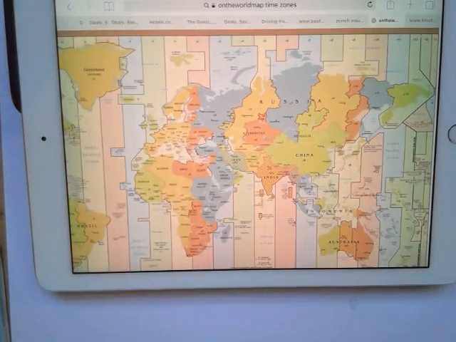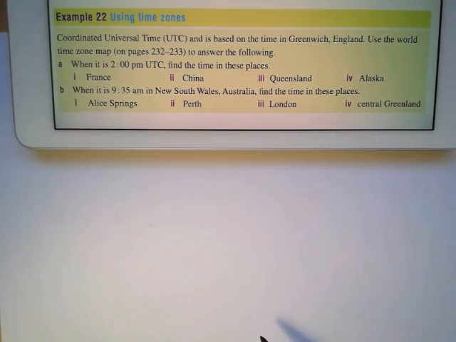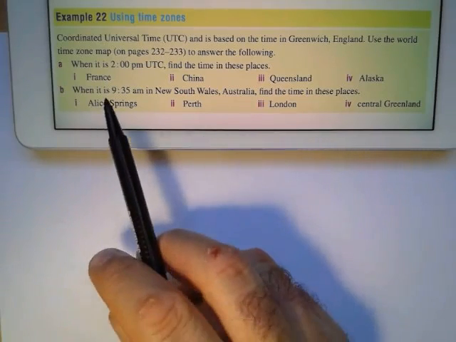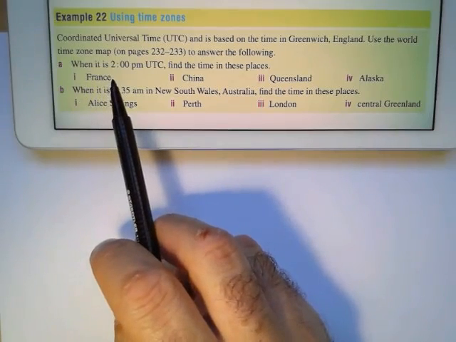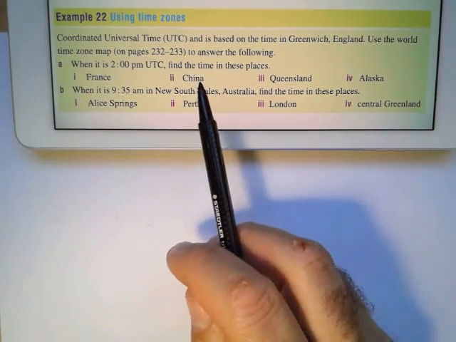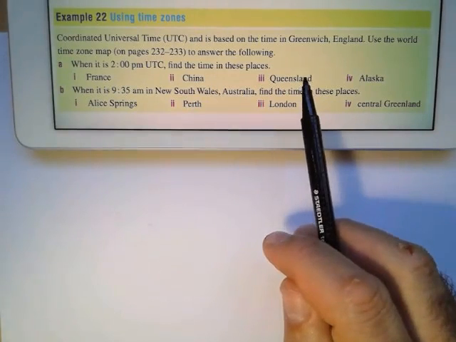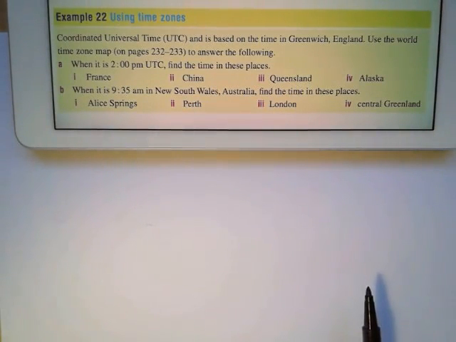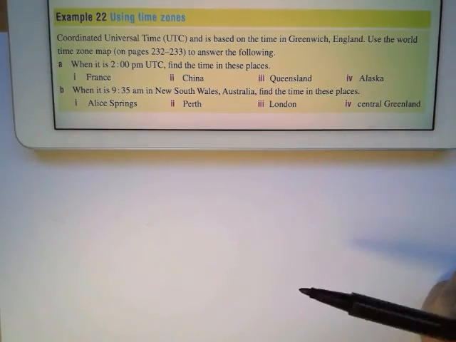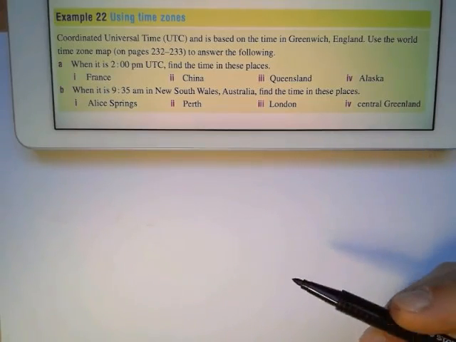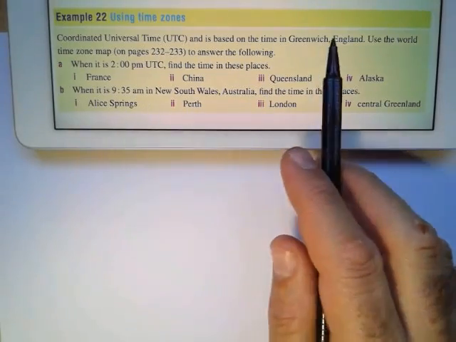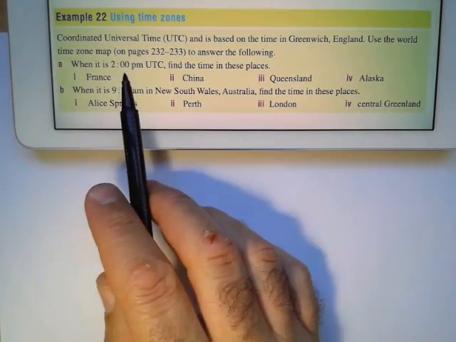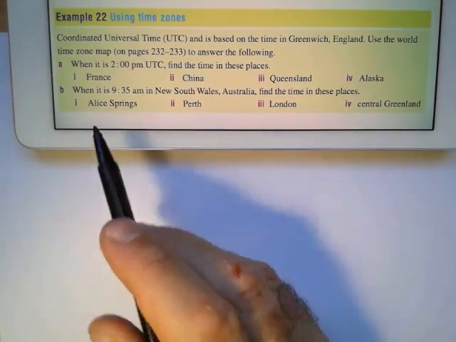So going back to our examples, it's very hard to do these without the map here. So sometimes if we don't give you a map, they will say that France is at plus 1, China is at plus 8, Queensland is at plus 10. So you don't have to go and look it up on a map. They give you that information. And we're going to work with that. So they said UTC is based on the time in Greenwich, England. Use the world time zone map, which we don't have, to answer the following.